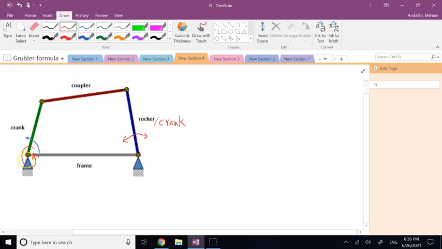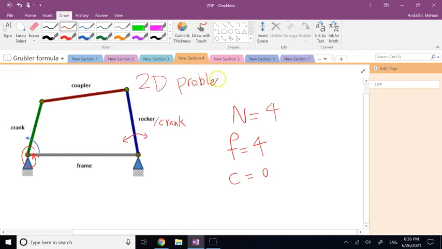But this frame member is pivoted down, and then the crank is pivoted to the coupler and the rocker is pivoted to the coupler. So I have 4 pivots. I have 4 members, but one of them is the ground. So in this case, n is 4, but remember, one of them is the ground, so you have to subtract it. And all I have is 4 low pairs of pins. There is no contact. And the problem is clearly a 2D problem. So each object only has 3 degrees of freedom.